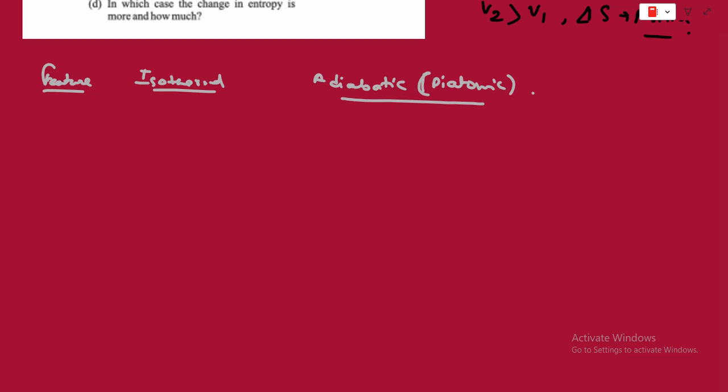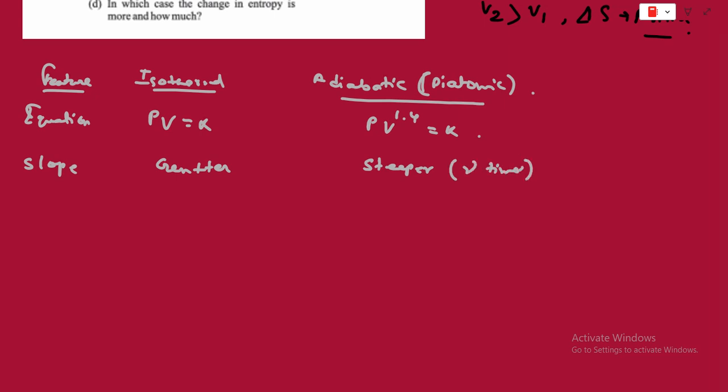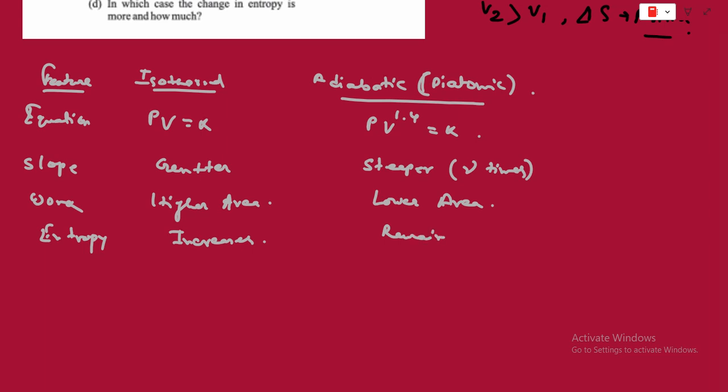Now if I talk about the equation, for the isothermal it is PV equal to K, and for the adiabatic it's PV to the power 1.4 equal to K. If I talk about the slope, it's quite gentler, and for this it will be steeper, gamma times. Now if I talk about the work, this is for the higher area, and this is for the lower area. And if I talk about the entropy, this increases and this remains constant. That means zero change.